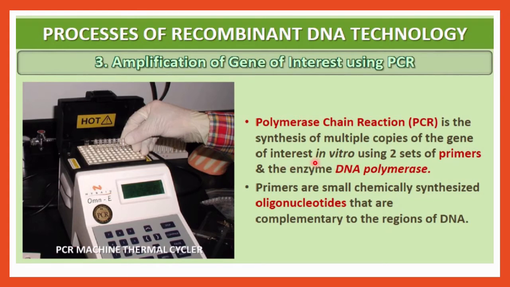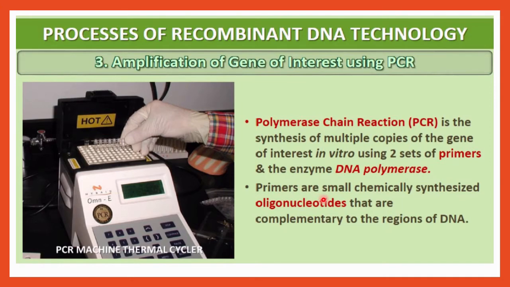This is done in vitro, which means inside the test tube, using two sets of primers and enzymes. Here we are synthesizing DNA artificially inside the laboratory, and that's why we have to add some precursors. We also require an enzyme, the main enzyme responsible for synthesis of DNA, which is DNA polymerase. Along with DNA polymerase we require two fragments, which are RNA fragments called primers. So two sets of primers and the enzyme DNA polymerase are required in this process.